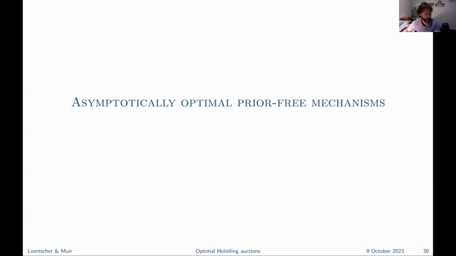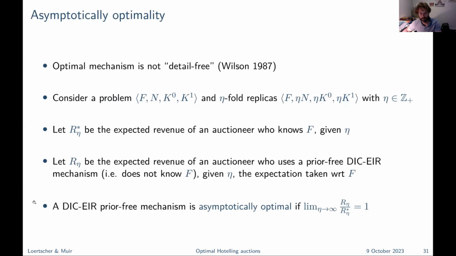Okay, now I've got about 3 minutes to talk about asymptotically optimal prior-free mechanisms, including providing a definition of what that stands for. Famously, Wilson criticized Bayesian mechanism design as not being detail-free and depending on the fine details of the environment. And so we heed that criticism. And now we're going to look at mechanisms that are going to be profit maximizing in the limit, but that do not require knowledge of the distribution.